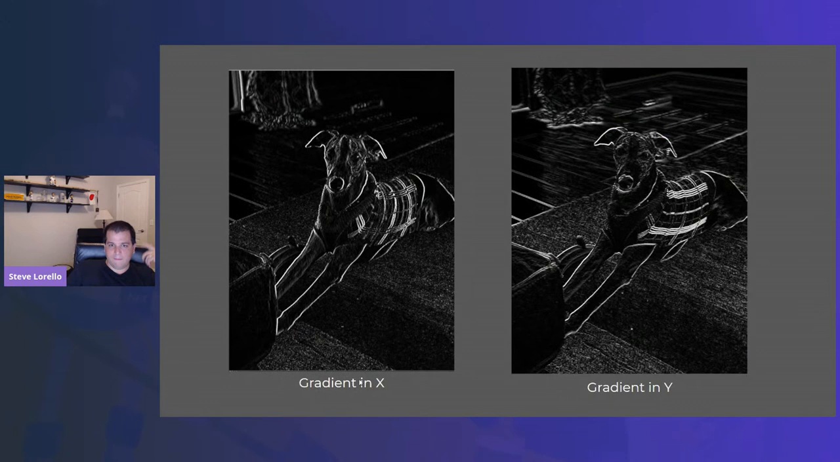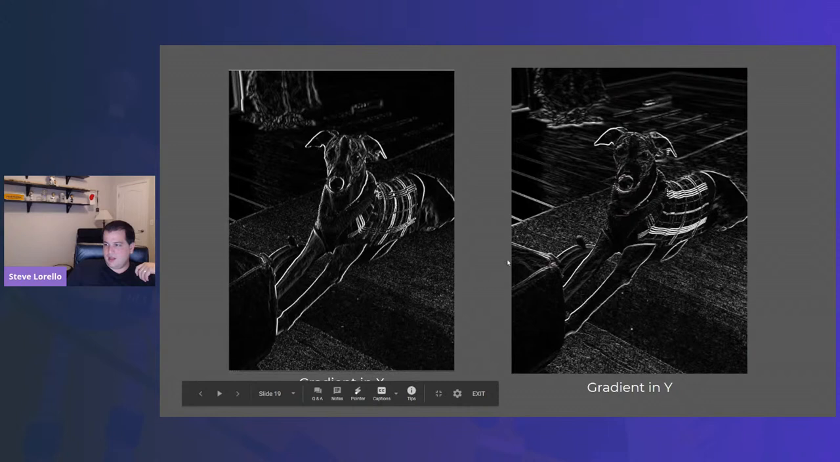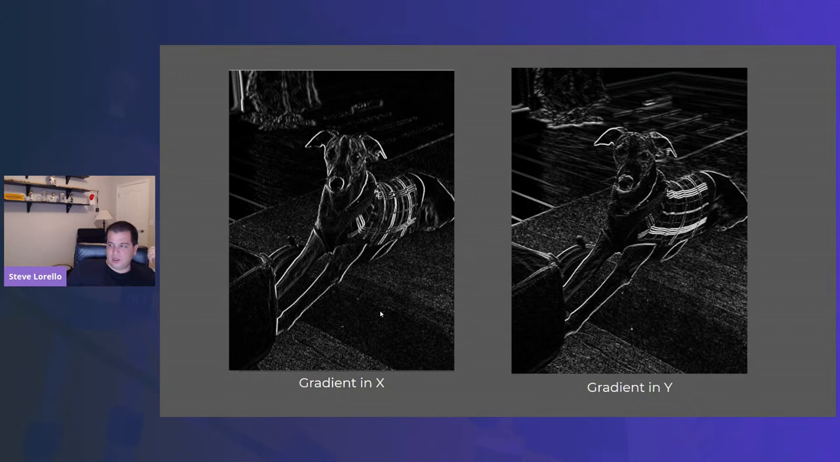So see here, the gradient image in X and the gradient image in Y. Notice how they're pretty different from each other. You'll notice that in the gradient image in X, all the vertical lines appear. And in the gradient image in Y, all the horizontal lines appear.